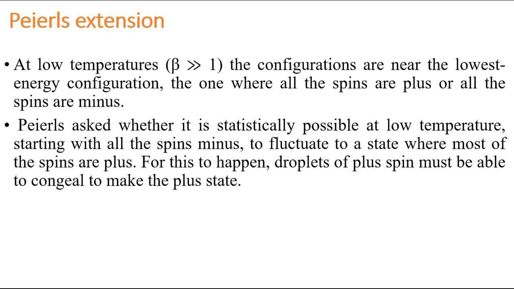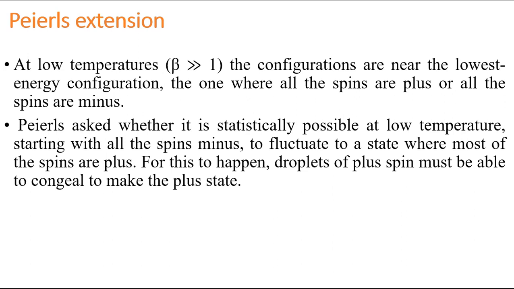At low temperatures, when beta is much greater than 1, meaning that T is very low, the configurations are near the lowest energy configurations, where all the spins are plus or all are minus. Peierls asked whether it is statistically possible at low temperature, starting with all the spins minus, to fluctuate to a state where most of the spins are plus. For this to happen, droplets of plus spins must be able to coalesce to make the plus state.